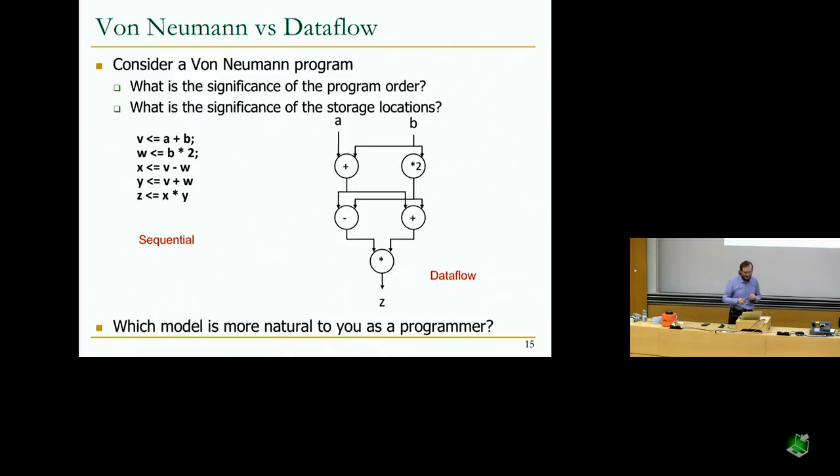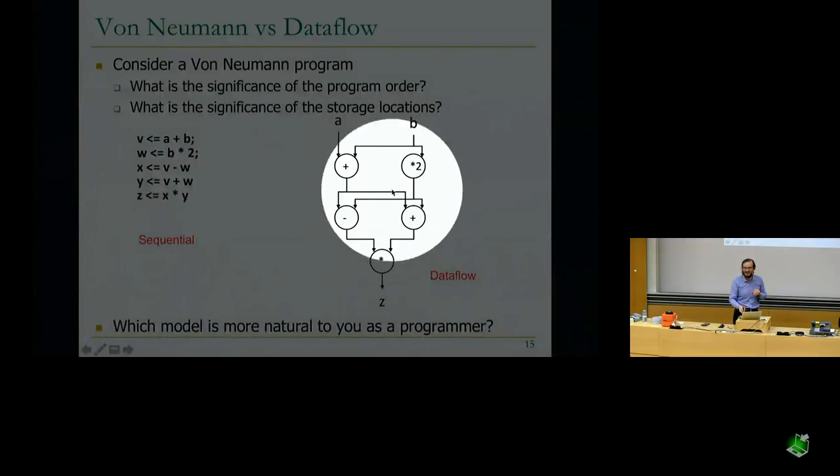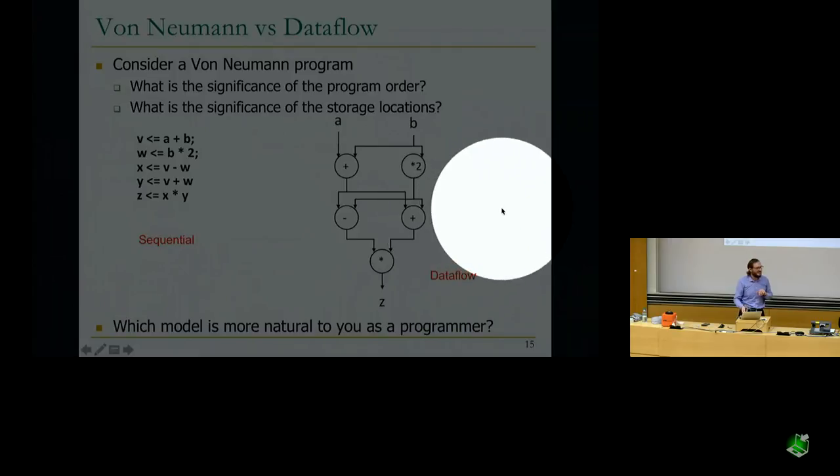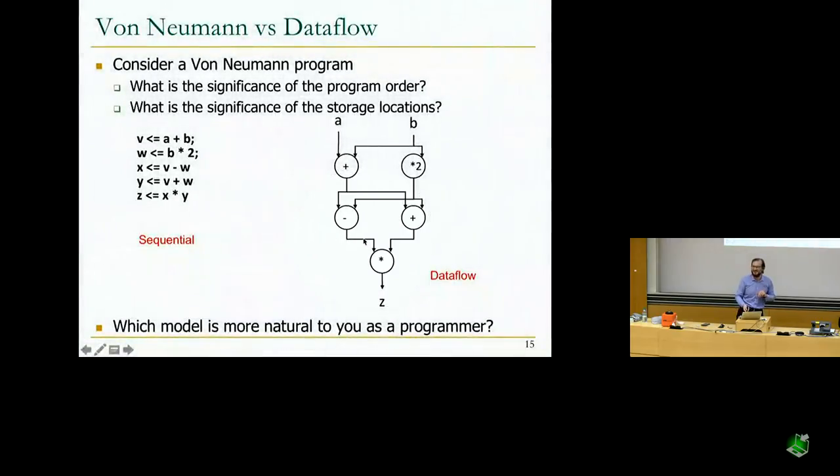Okay, I'll ask you the question. Which model is more natural to you as a programmer? You've written some programs. Who says von Neumann or sequential? Okay, some people. Who says data flow? No one, really? Okay. Well, if you were programming with data flow from the very beginning, maybe you would give me a different answer, right?